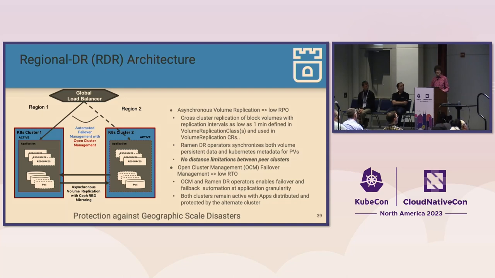And Open Cluster Management, remember, has deployed the application via a Git source, so it knows how to redeploy the application once the storage is promoted on the alternate cluster. And there's some other things there that you can read, but the whole thing is we want low data loss, and we're talking minutes, and we want low time for the application to be reinstalled. We want that to be as low as possible.